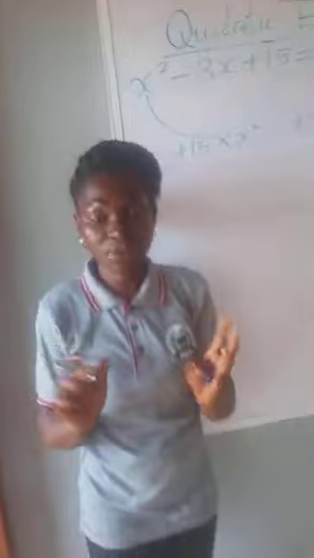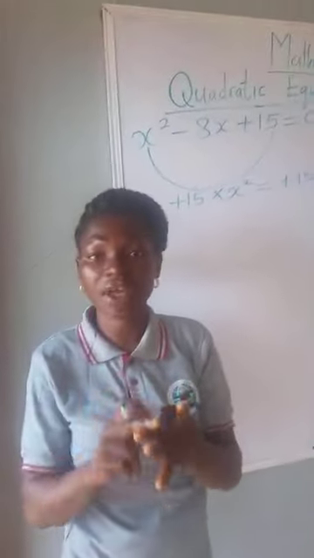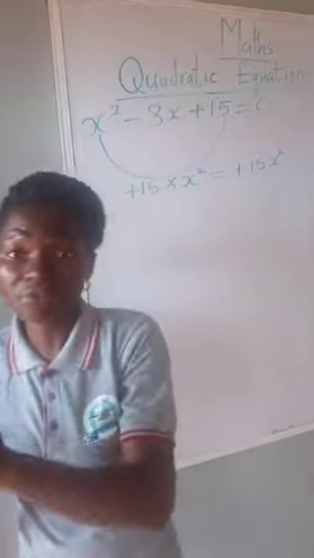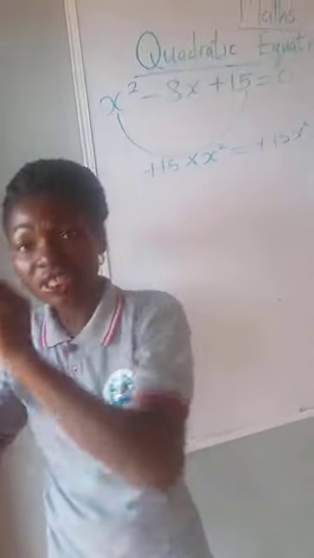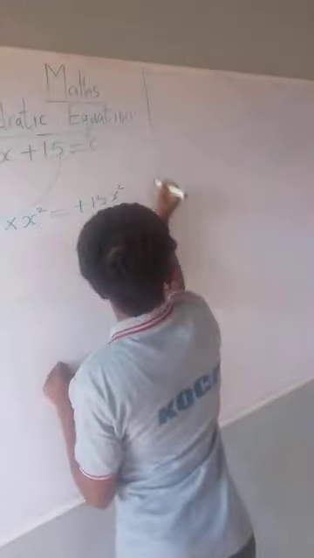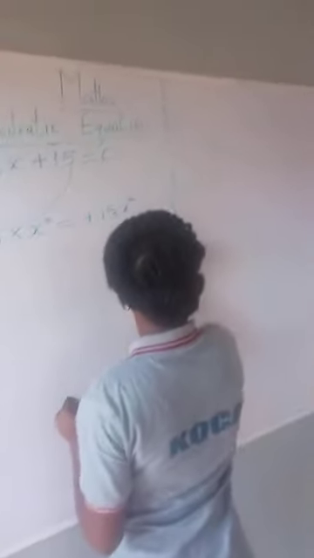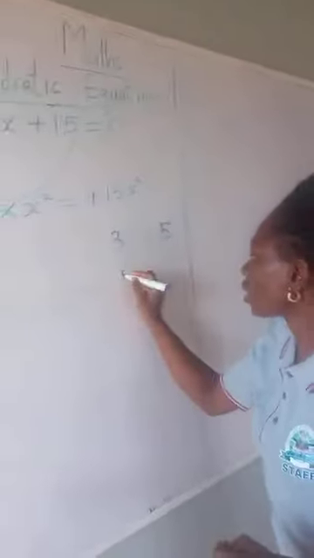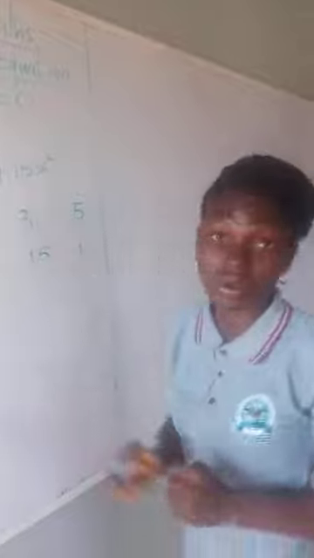What are the factors of 15? We have 1, we have 3, we have 5, and we have 15. Now we want to split them into 2. We have 3 and 5 should give us 15. 15 and 1 should also give us 15. Now we have 3, then we have 5. Now don't forget 3 times 5 is 15. Also 15 times 1 is also 15.